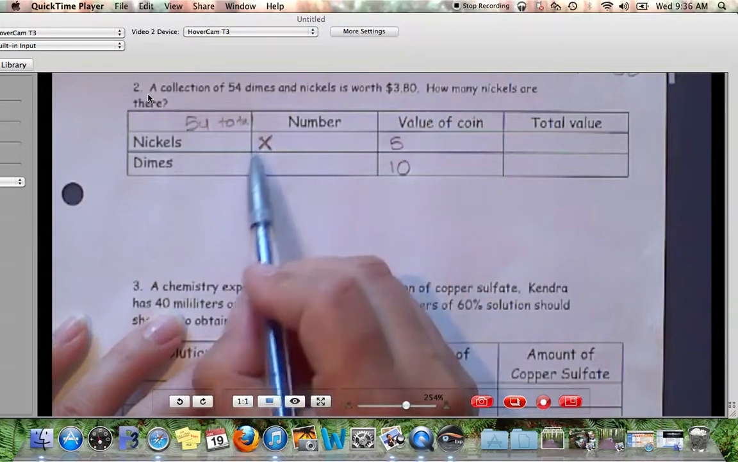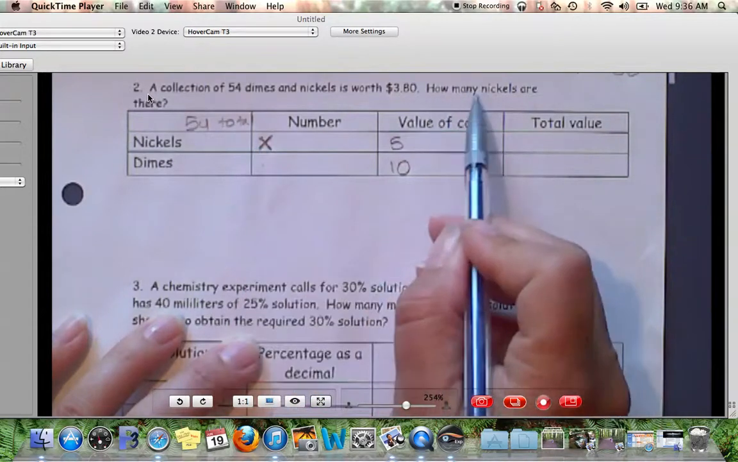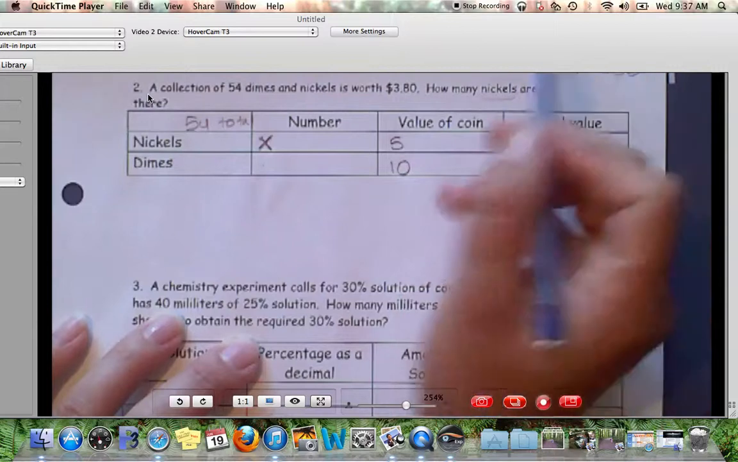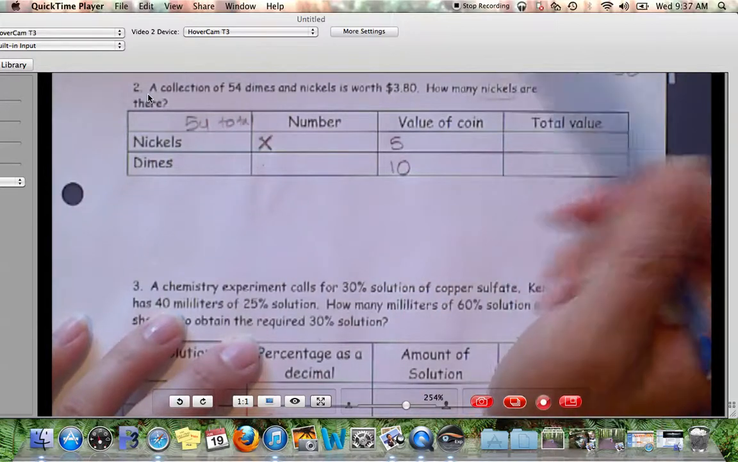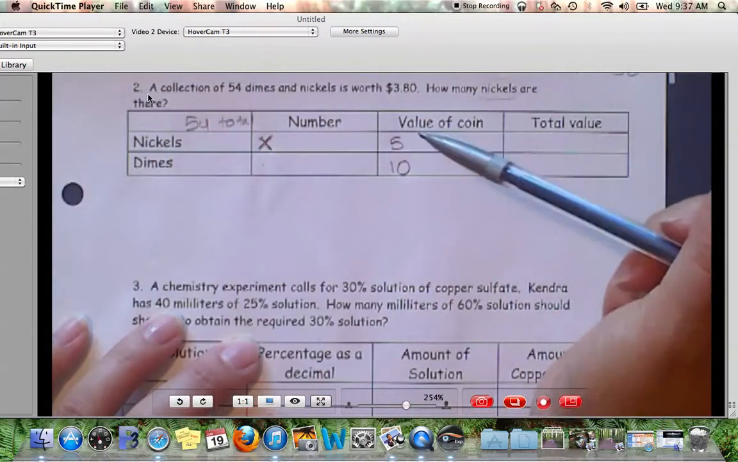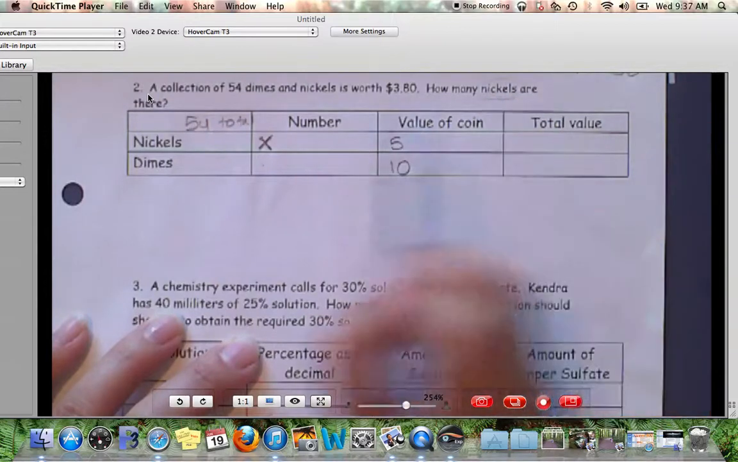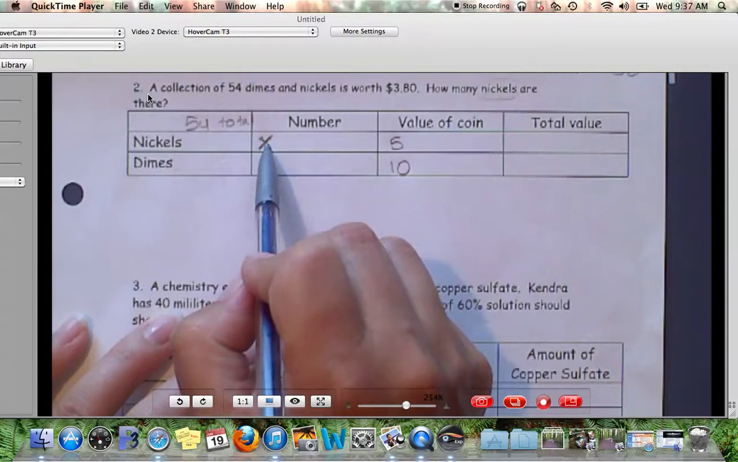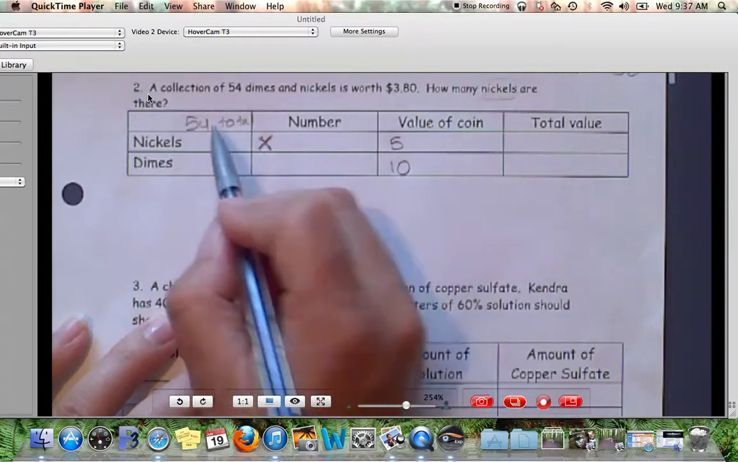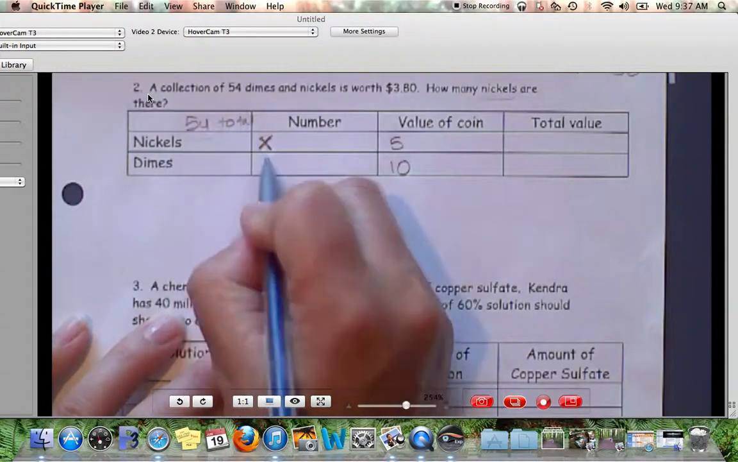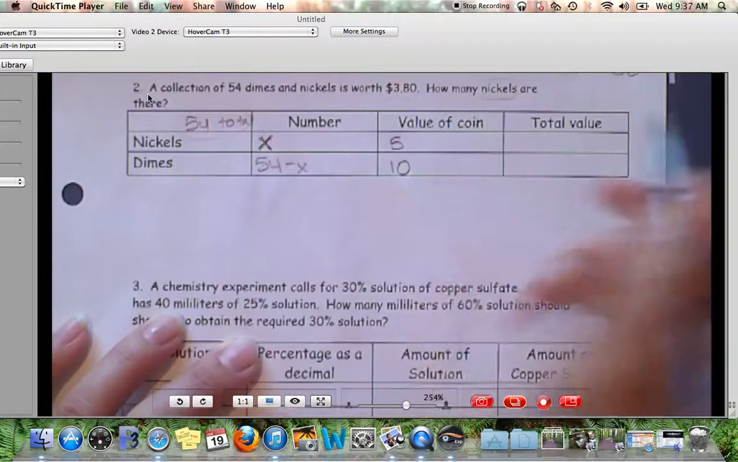Now if you're going to call the nickels X because the question is asking about how many nickels, here in the previous question it said how many dimes and nickels, so you could have picked the variable for either of them. But if we know what we were looking for, how many nickels are there, then generally I call that one the variable. Now if we know we have 54 total, then this should be 54 minus X.